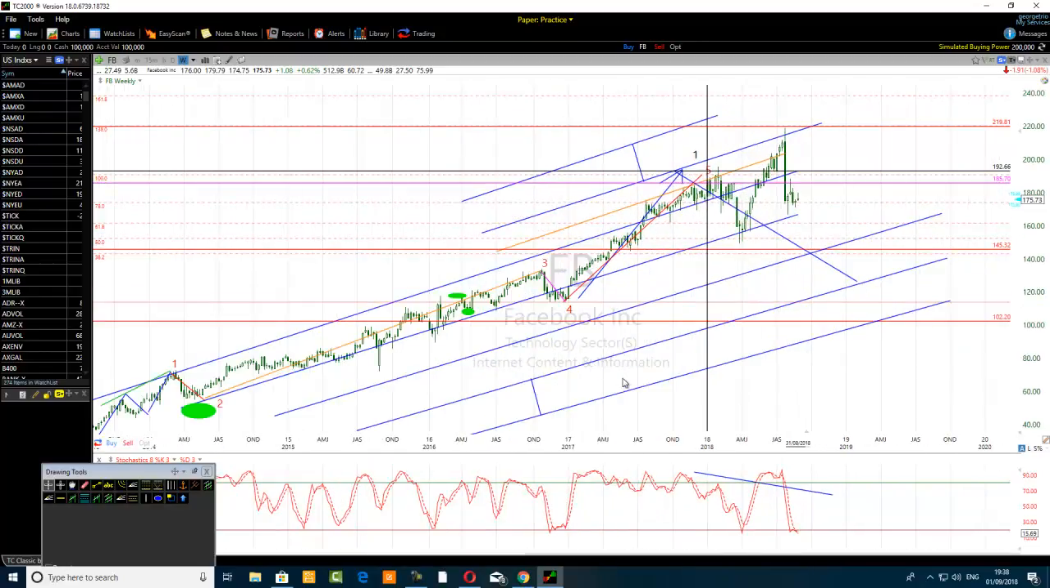Okay. So a corrective wave is underway. You see here, you see it now, 1, 2, 3. So what are we thinking of? A flat correction. This is an expanded flat correction that is taking place here.